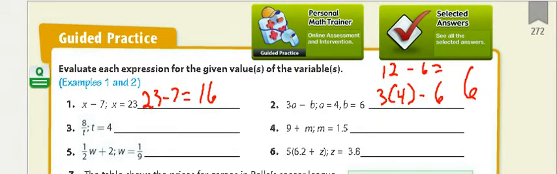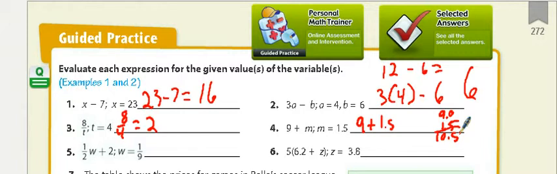Okay, so let's go ahead and talk about number 3. We have 8 over t, and t equals 4, so we're going to go with 8 over 4. 8 divided by 4 equals 2. And then for number 4, we have 9 plus m, and m equals 1.5. So we're going to have 9 plus 1.5, which is 10.5.